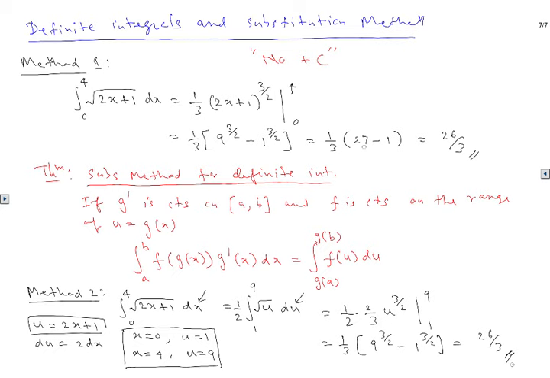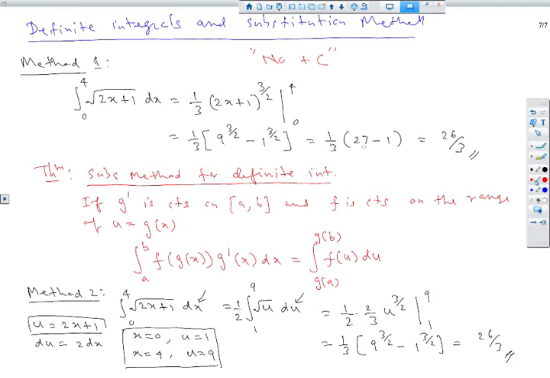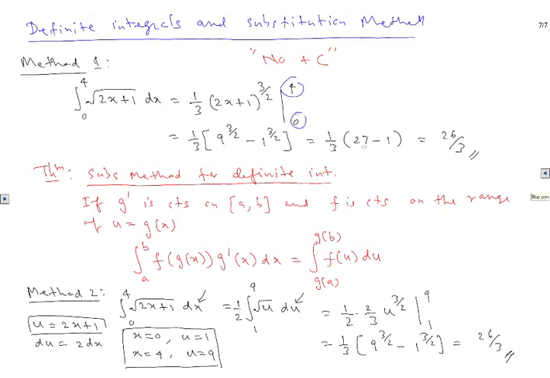Good, very good. Remember, I did both on the same page just to compare the two. You do not go back to the original variable; you finish the problem within u. It's up to you how you do it. So what are the two methods? First, you finish the integral in terms of the original variable and use the original limits, 0 and 4.